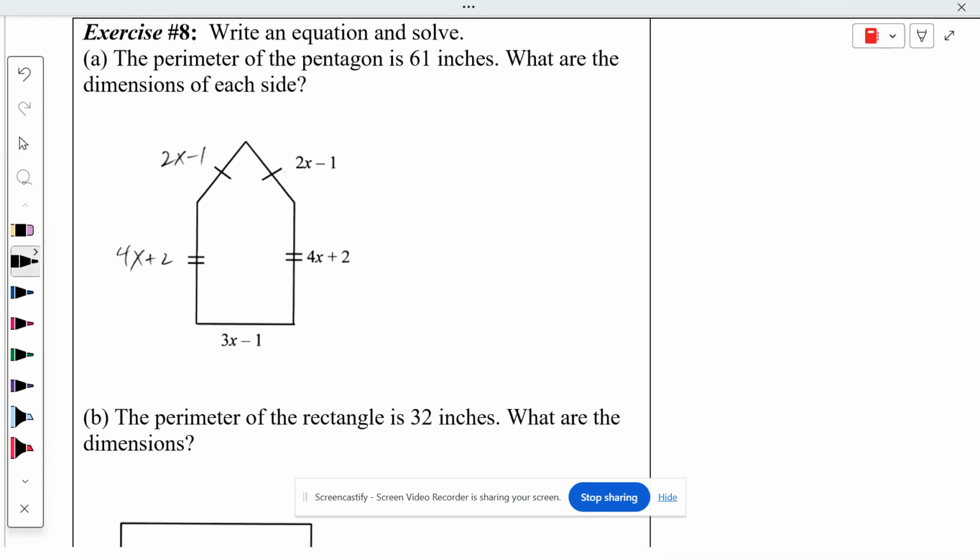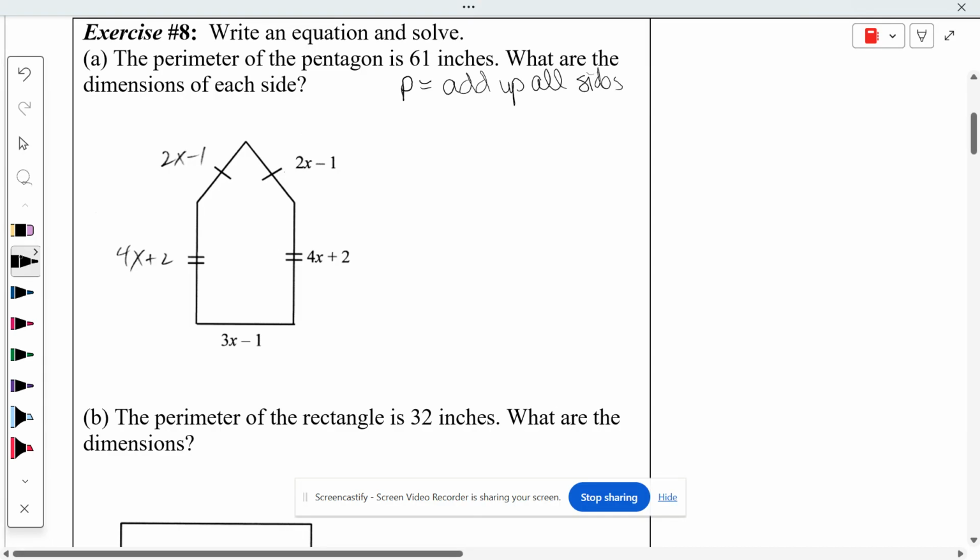The perimeter of the pentagon is 61. Remember that the perimeter just means that you add up all the sides. Add up all sides. So if the perimeter is 61, 61 has to equal, let me fix that. That's a little messy. So 61 equals, well, let's see, I have 2x minus 1. So I'm going to write that 2 times the quantity of 2x minus 1. Plus, I have 2 sides with a measure of 4x plus 2. 2 times the quantity of 4x plus 2.